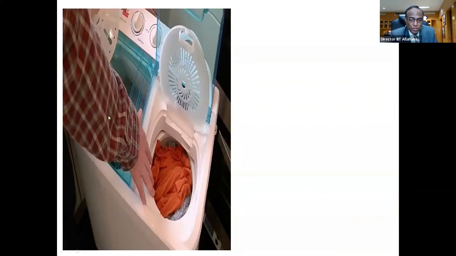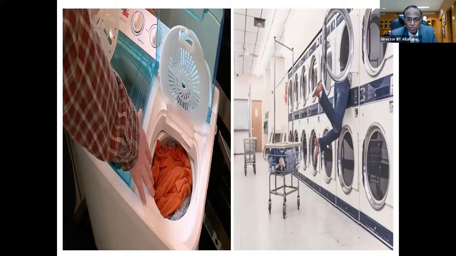Then we will transfer it to another bowl called the drying part of it. So next is the drying part. So machines are available for drying. Okay, and then it is the mass drying system or huge washing machine setup. Now you observe this picture.